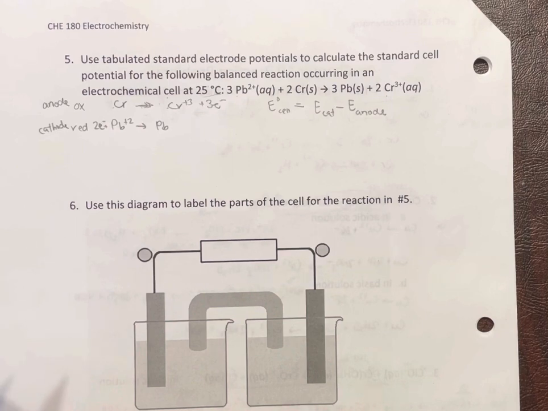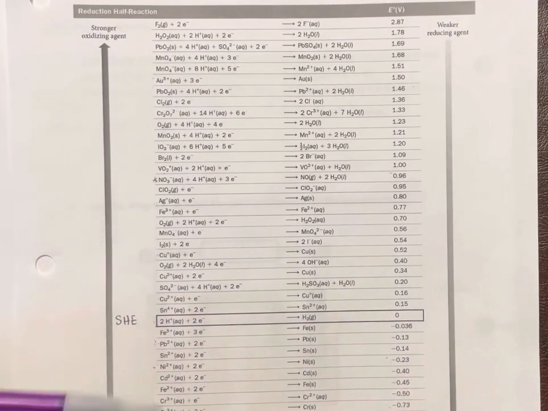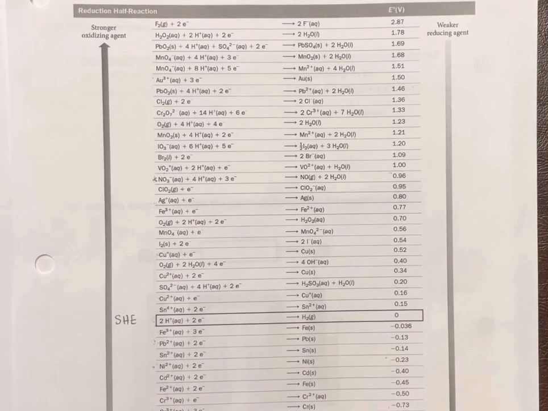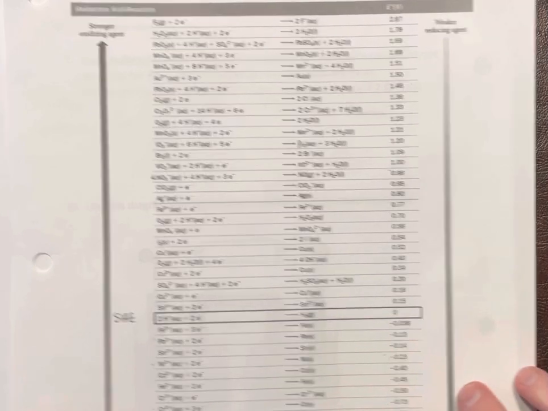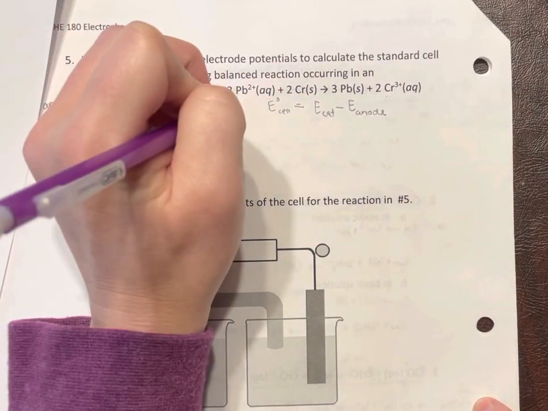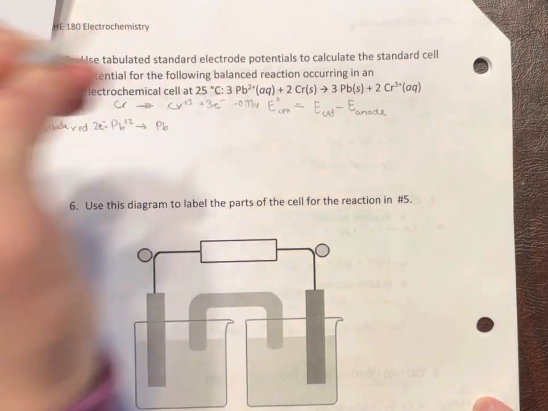Okay, now we need our table of potentials. Okay, so let's find chromium. And here we have chromium going to solid. So again, don't reverse these, just leave it how it is. So negative 0.73. So I usually write this out here, negative 0.73 volts.